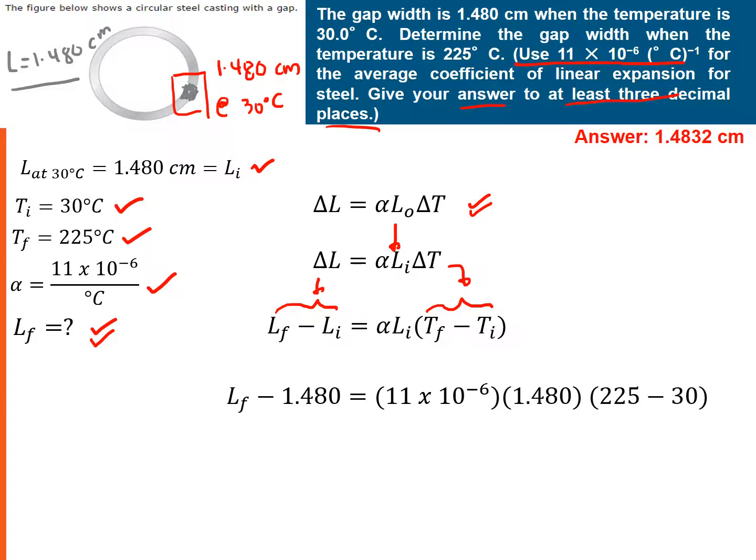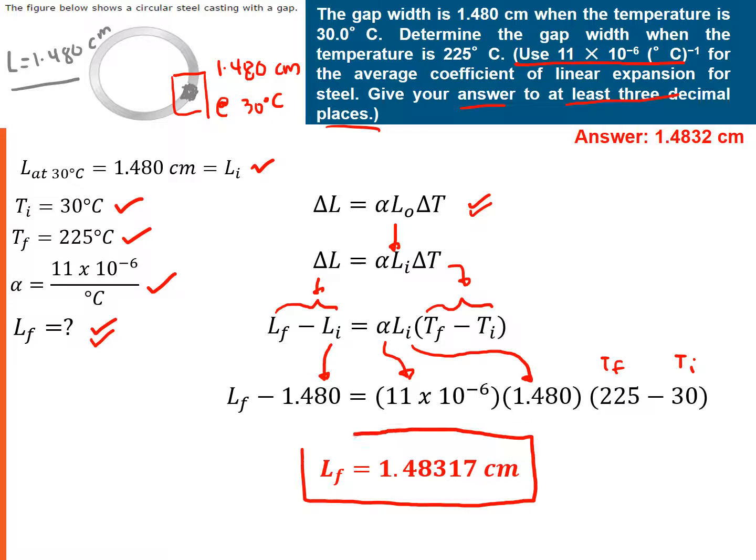So our Lf is what we need to solve for. Our initial length of the gap, or the initial missing piece of the circular steel, is 1.480 centimeters. We have the coefficient of linear expansion. We also have the initial length once again, the final temperature, this one over here is our initial temperature, 30 degrees Celsius. Manipulating this equation would allow us to solve for the length of the gap at 225 degrees Celsius, and that's equal to 1.48317 centimeters. So this will then be our final answer.